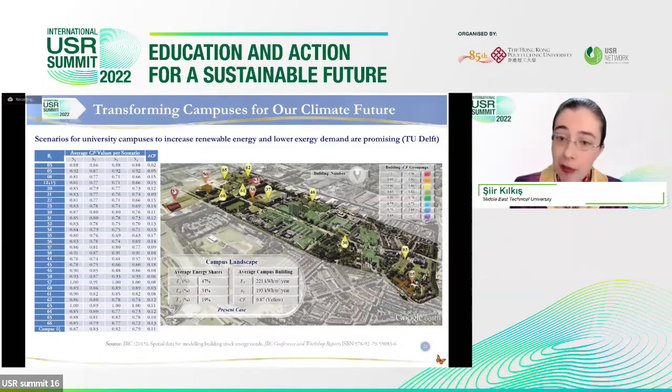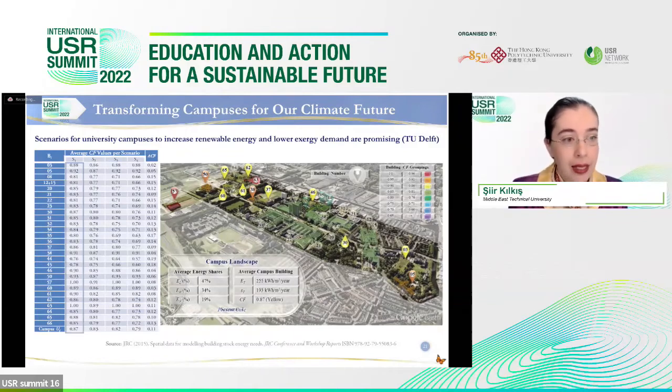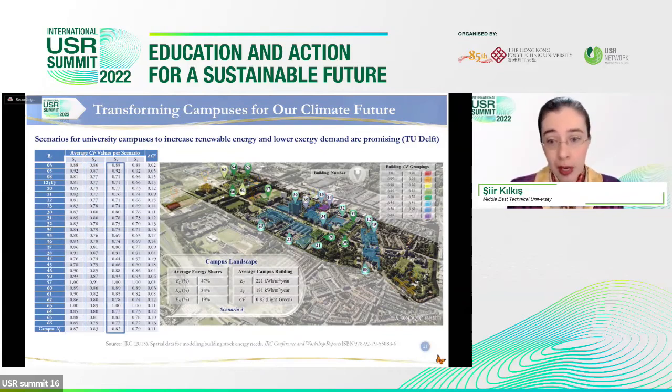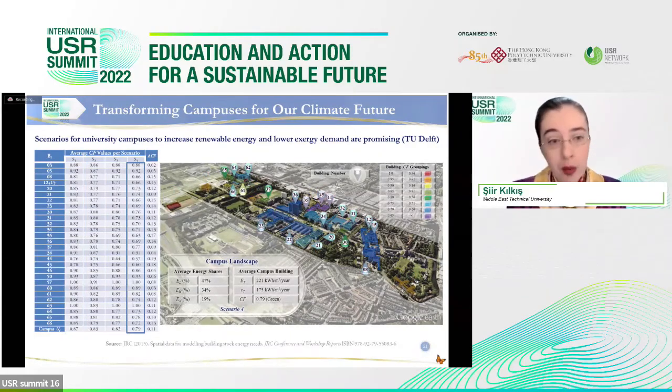So different scenarios with different levels of renewable energy, low temperature district heating networks, they were calculated for each one of these buildings. And this is now a transformation of another scenario with increasing low temperature district heating network. Some of the Carnot factors of the buildings are becoming lower, which is desirable because more low exergy resources are being used. This is the most favorable scenario with higher shares of low temperature supply and the most favorable supply from an exergy perspective, at least, and how the university buildings can be transformed. So scenarios for the university campuses to increase renewable energy and lower exergy demands are promising, not only for TU Delft, but many other campuses as well.